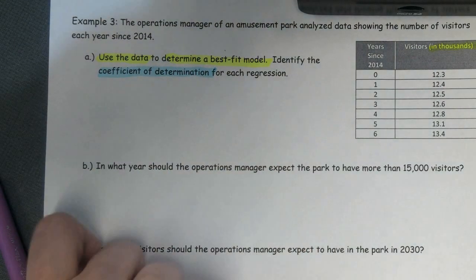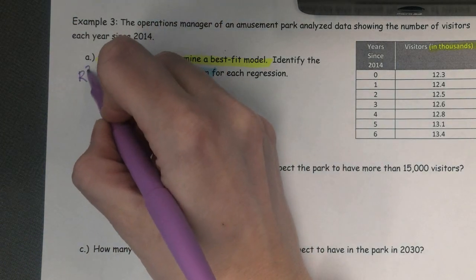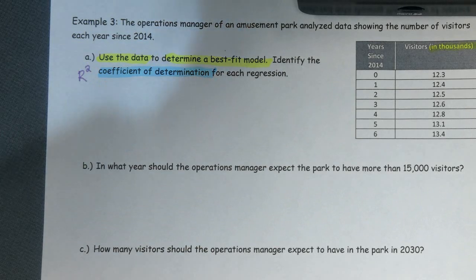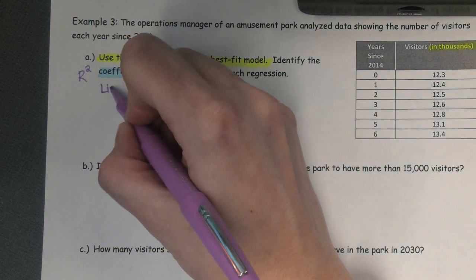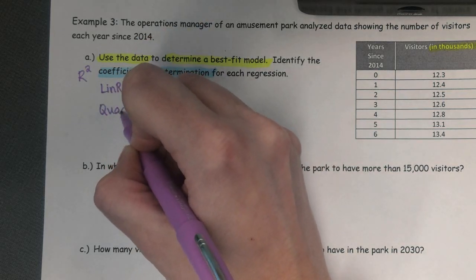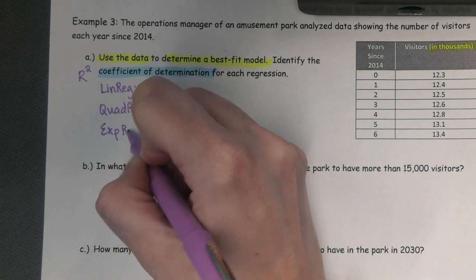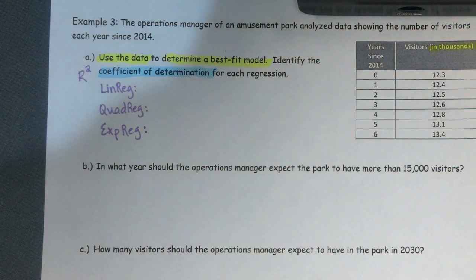Okay, and then do you guys remember what the coefficient of determination is? Your r squared value. Okay, so if you're using the data to determine the model, if they don't tell you your options, like which one to use, then all you have to find is linreg, quadreg, and exponential reg. Okay, you don't have to do the cubic and quartic.